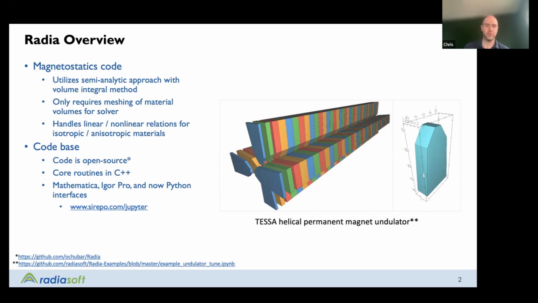In terms of actually using the code, to set up geometries, run the solver, and analyze results, there are three options for interfaces currently. You can use Mathematica, Igor Pro, or now Python, which is the most recent one added in the last couple of years. And Python is also the only option, I should mention, if you want to make use of those parallel capabilities. If you want to try out the Python interface, I'll mention we do have a Jupyter server on Sirepo.com where the Radia version of Python is pre-installed. So you can log into that and get started in a Jupyter notebook or in a terminal window just right away.